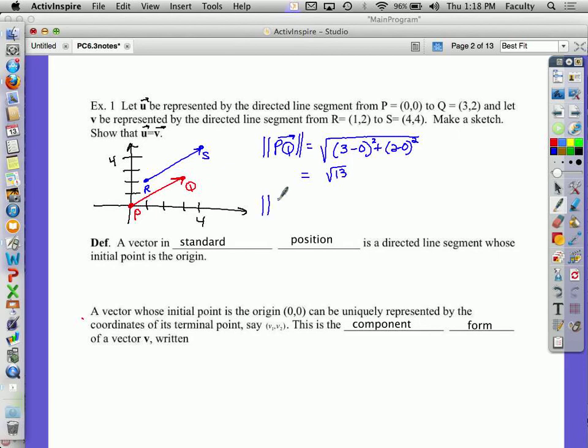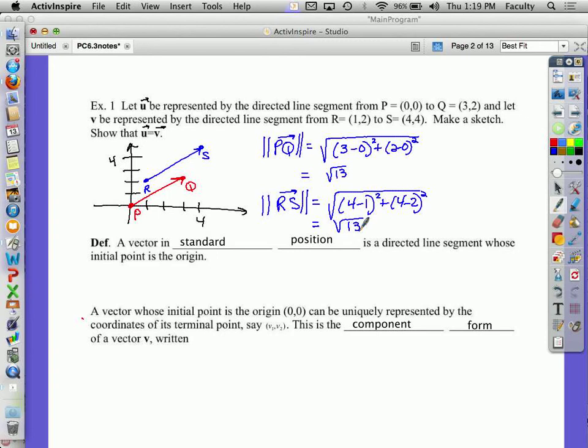And then I want to do the magnitude or distance of RS. Well, that's 4 minus 1 squared plus 4 minus 2 squared. That's the square root of 3 squared plus 2 squared. That's 9 plus 4. All right, their magnitudes are the same, and when we're talking vectors, we want to use the word magnitude, even though we're going to make a connection that really means length.